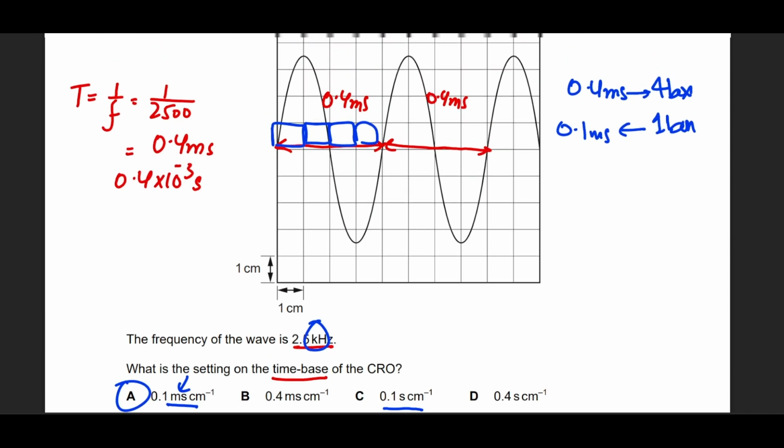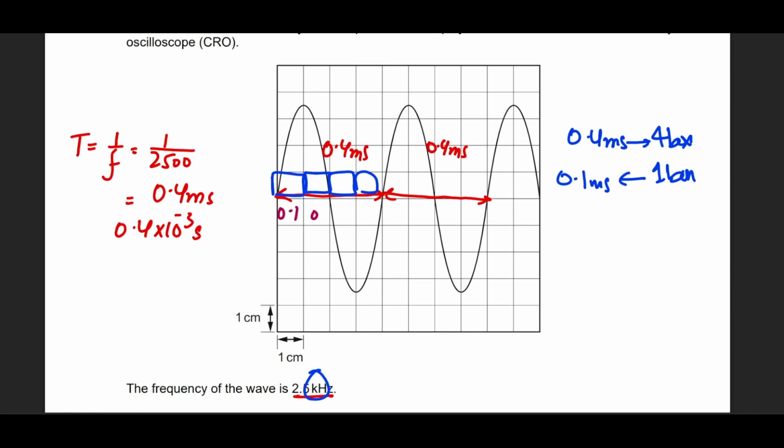Now, you can do this manually as well. So this will be 0.1, 0.1, 0.1, 0.1. So 4 boxes make 0.4 milliseconds. This is the right answer.